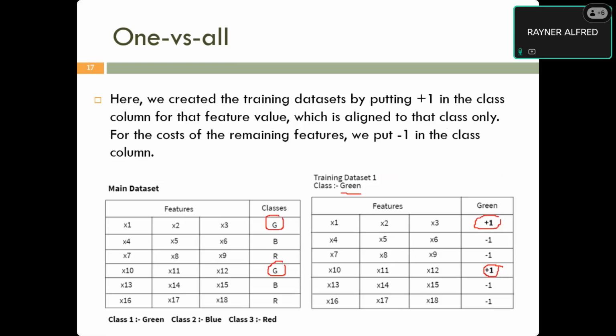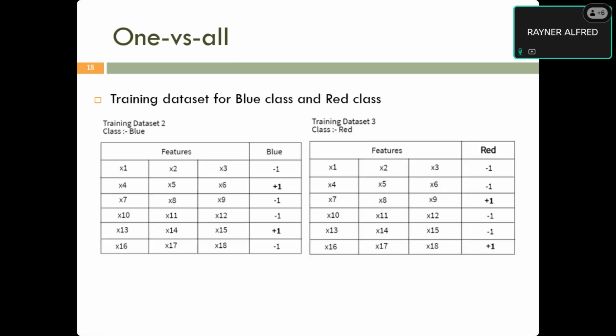So once you model this, meaning once you are able to draw a line to separate this, then you repeat again for the blue and the red. So you have this blue, and the rest is negative, and then the red, this is the positive, and the rest is negative. So that's how you convert your data set, and then you would be able to draw a line.